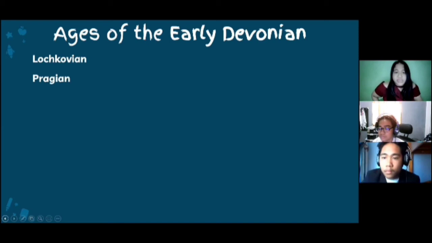Pragian stage, second of the three standard worldwide divisions of early Devonian rock and time. Pragian time spans the interval between 410.8 million and 407.6 million years ago. The name is derived from Prague, the capital of the Czech Republic.